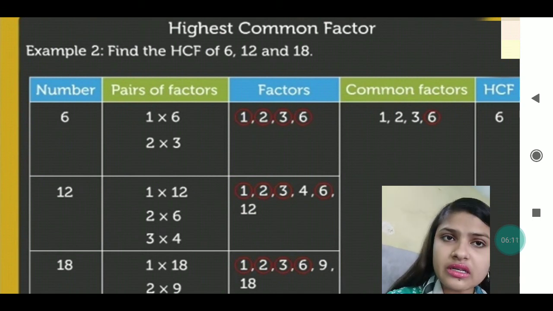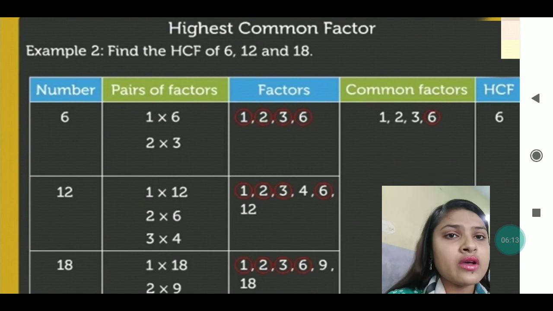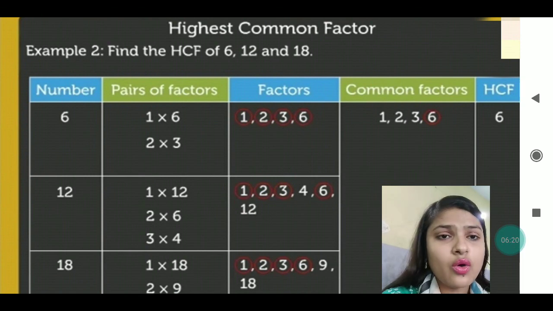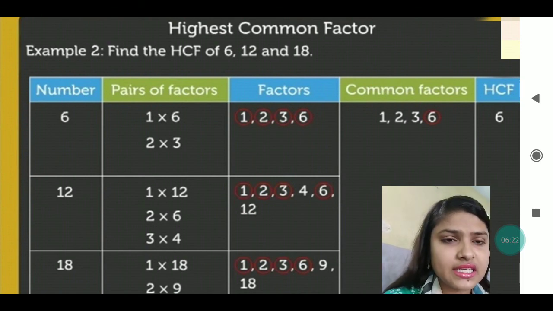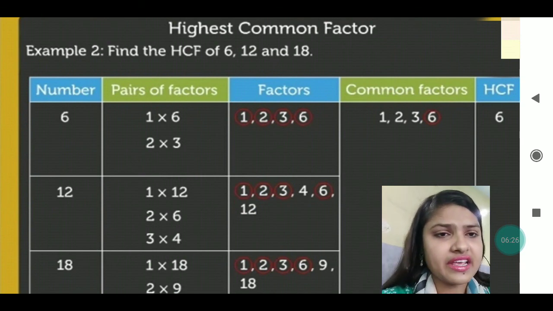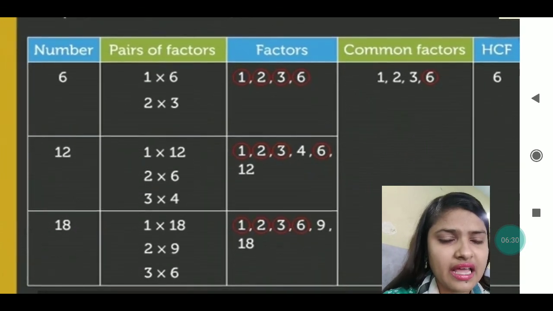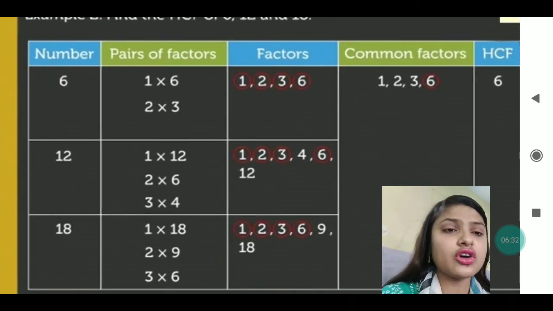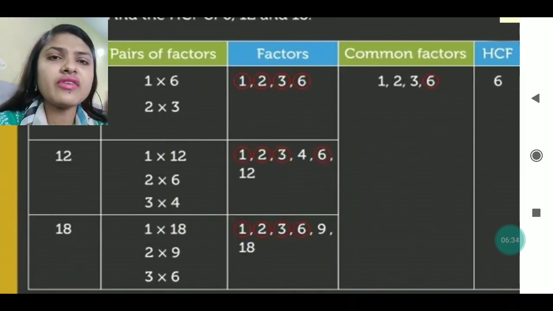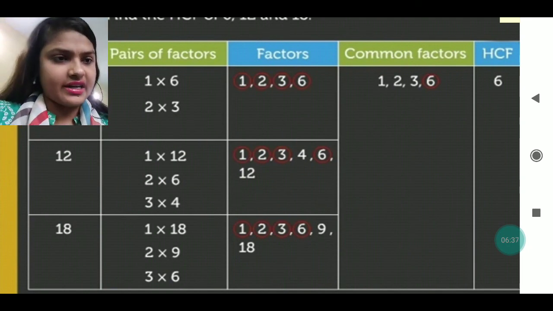Then I have to find the factors. 1, 6, 2, 3 are the factors of 6. In the same way, the factors of 12 are 1, 12, 2, 6, 3, 4. In the same way, 18: 1, 18, 2, 9 and 3, 6. These are all the factors of 18. So one by one I have found out all the factors.